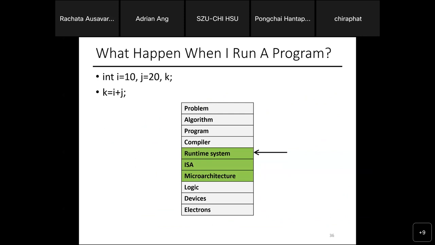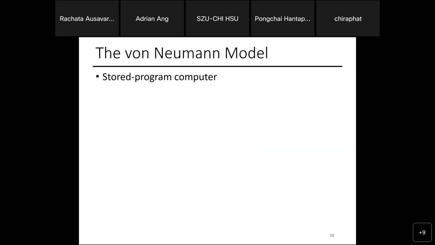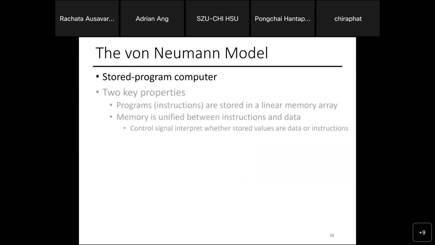We learned this guy already. We kind of talked about this guy in system skill. We're about to learn how the hardware actually works. Now, the first thing is the von Neumann model, right? It's a stored program computer. There are two key properties of this.